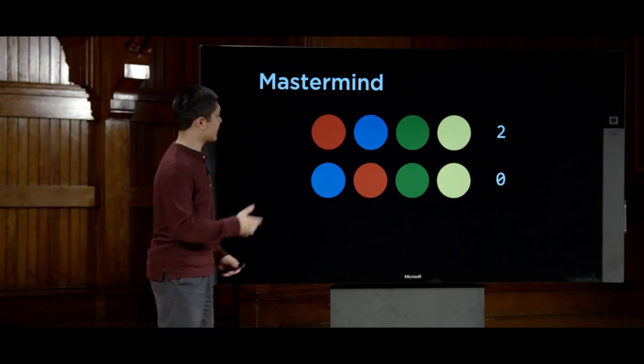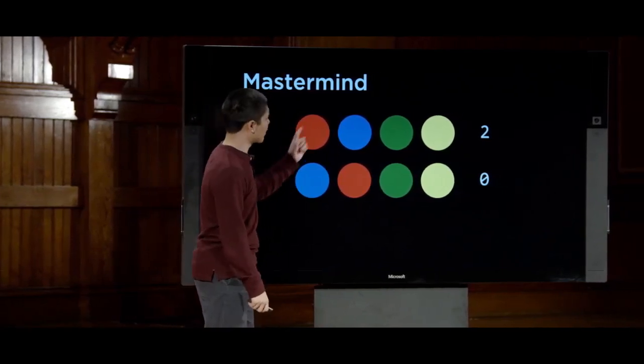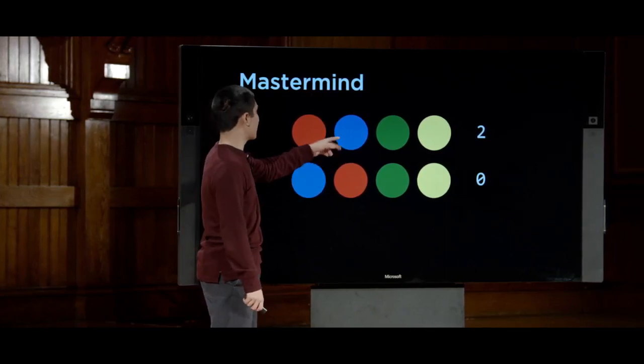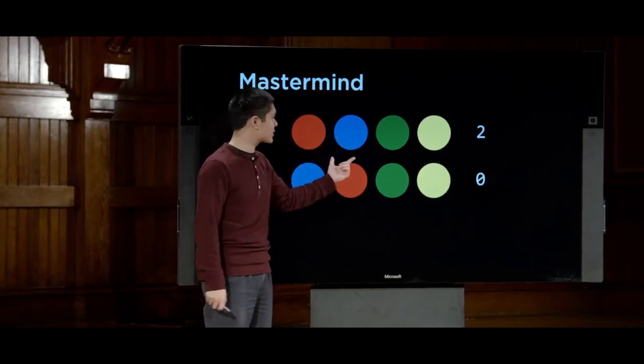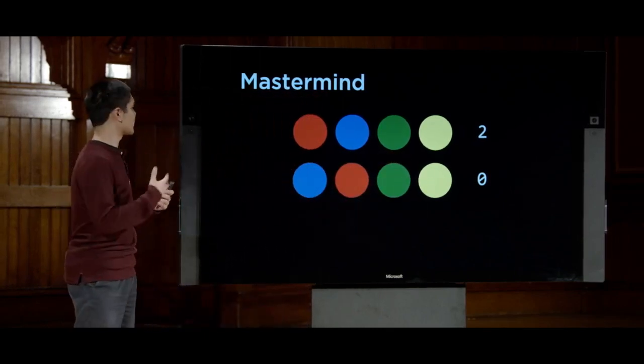And we as humans could begin to reason this through. All right, well, if none of these were correct, but two of these were correct, well, it must have been because I switched the red and the blue, which means red and blue here must be correct, which means green and yellow are probably not correct. You can begin to do this sort of deductive reasoning.